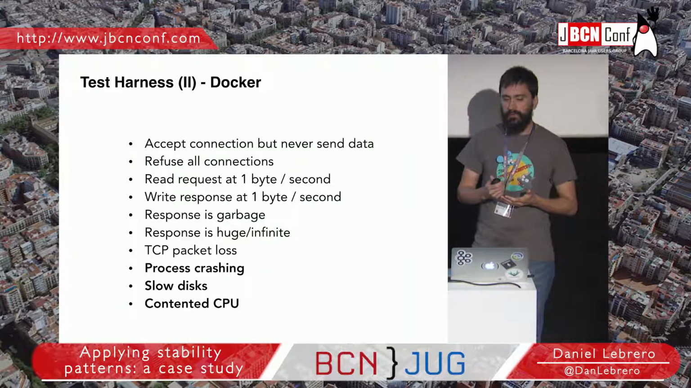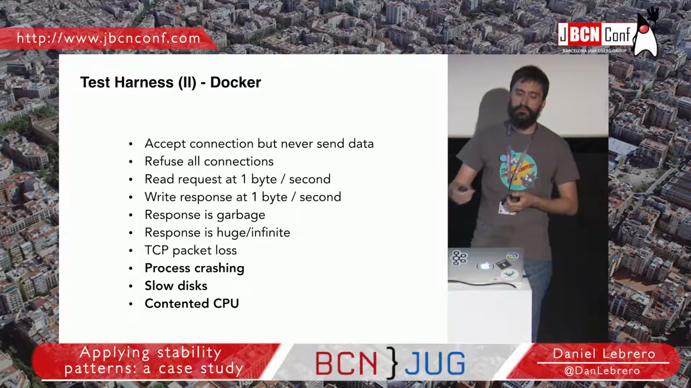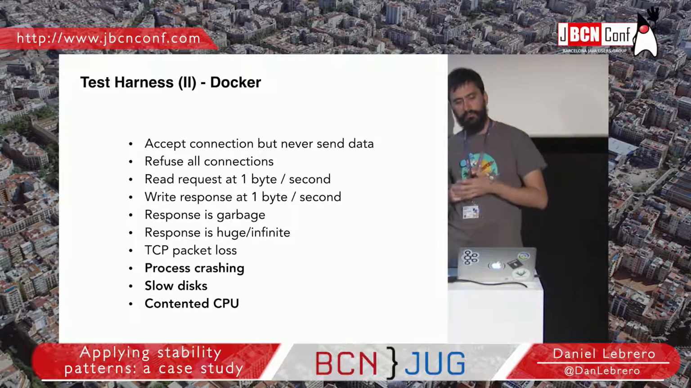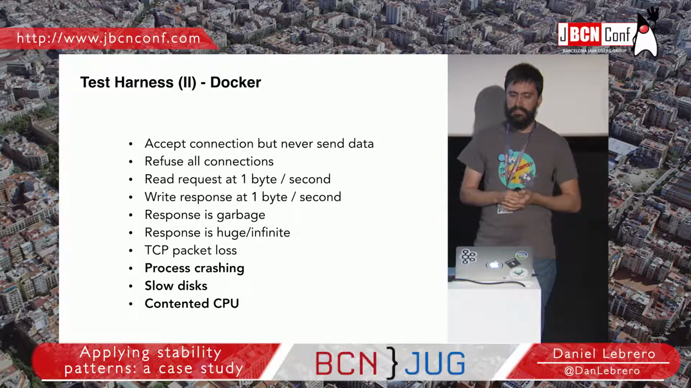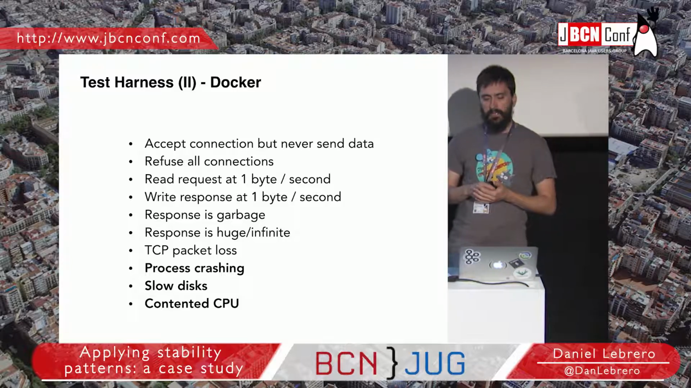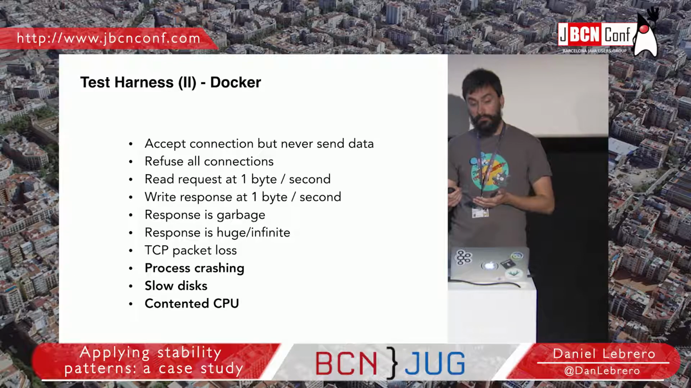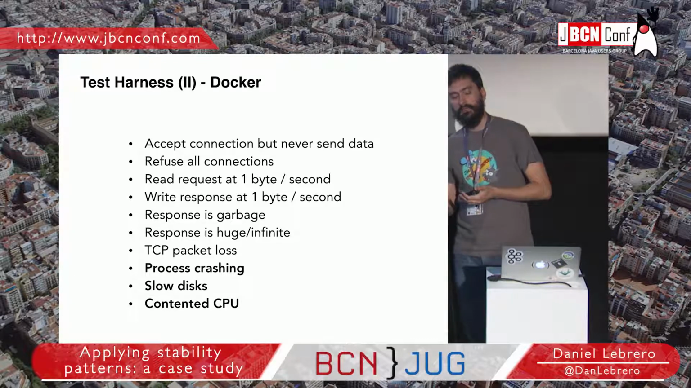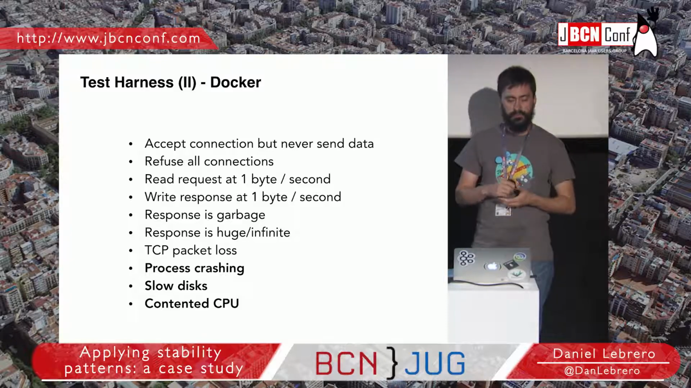Using Docker, we have found that we can test all the cases, but if you put in a little bit of extra effort, you can also do things like crashing processes or pausing them, or even testing slow disks. There is a library called Arquillian Q, which gives you a DSL on top of Toxiproxy to be able to configure it and use it in your tests.